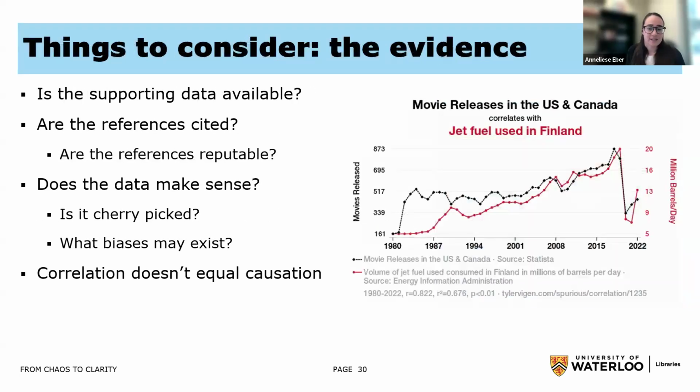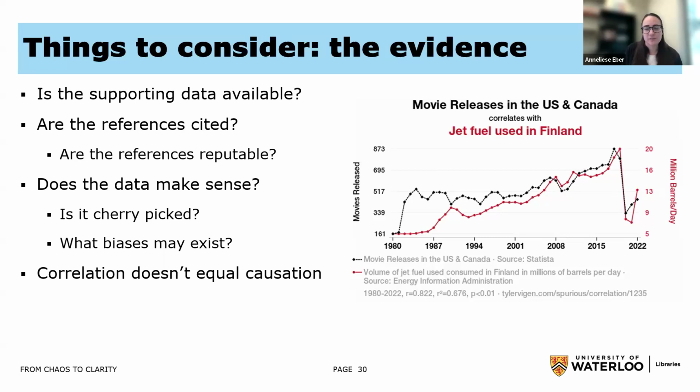And also consider the evidence itself, the data itself. Is the supporting data available? So is the data to back up a claim that someone's made available? Can you click a link and go see it? Are there references cited? And are the references reputable? And also thinking right now, are their references real or are they hallucinated AI references, which is something that we're also seeing come up. So not only are their references reputable, but do their references actually exist? Does what they're citing exist in real life? Does the data make sense? Is it cherry picked? And what biases might exist in the data?